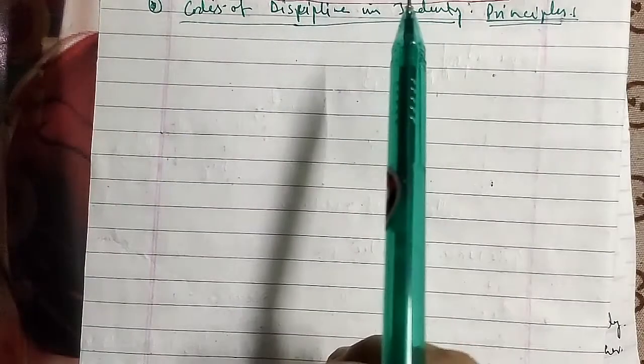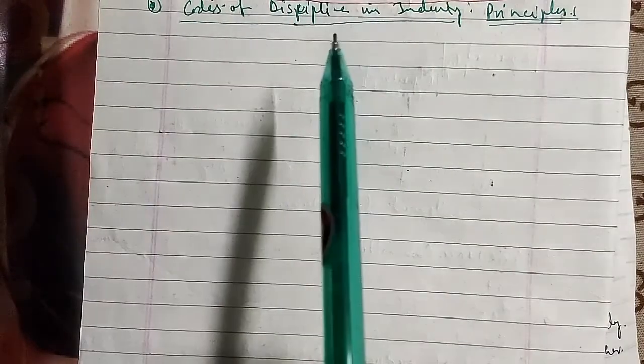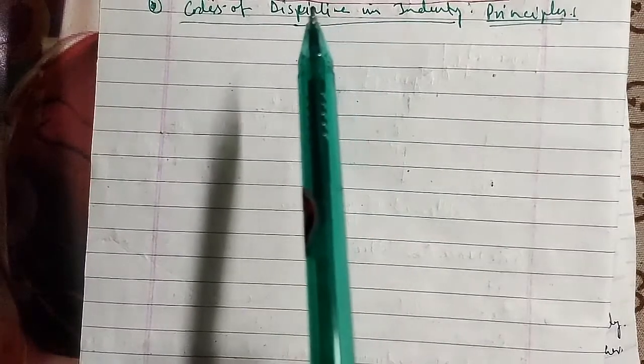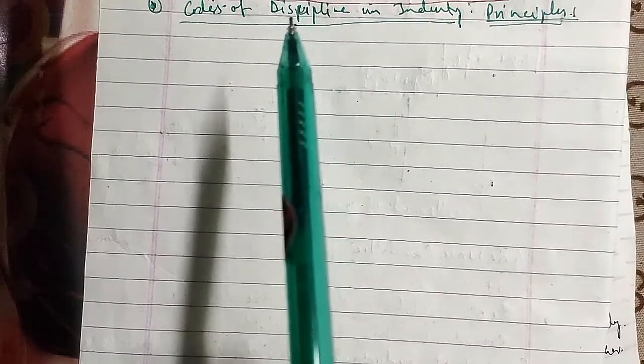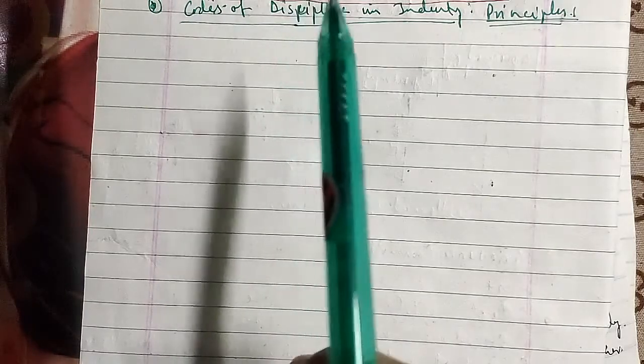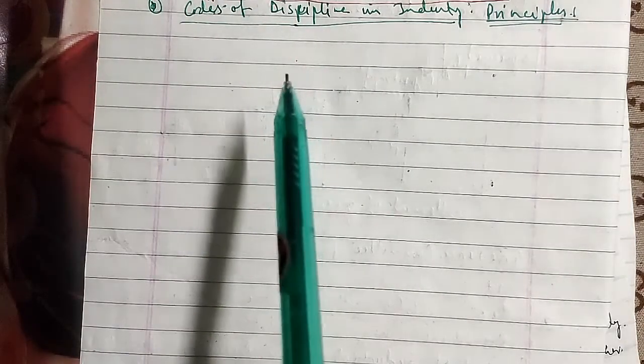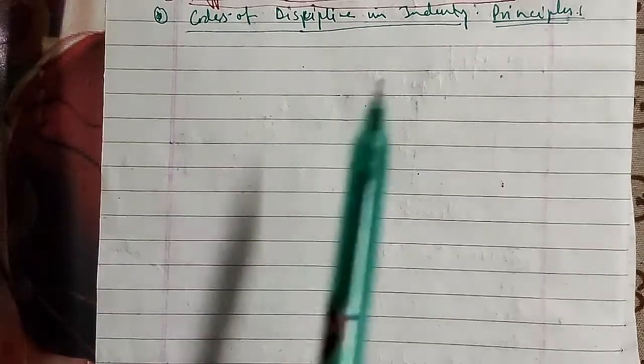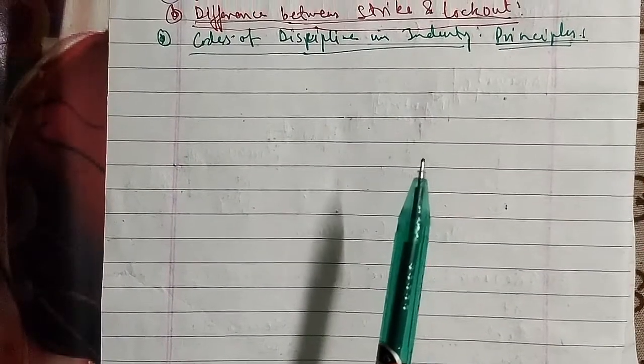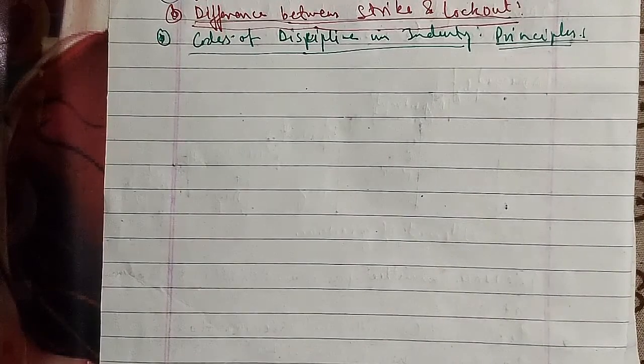Employees should not follow go-slow tactics, and no deliberate damage should be caused to plant or property. Acts of violence, intimidation and the like should not be resorted to, and the existing machinery for the settlement of disputes should be utilized. Actions that disturb cordial relationships should be avoided as well. Now we'll talk about the importance of the code of discipline.